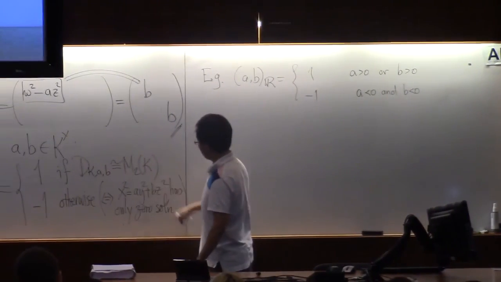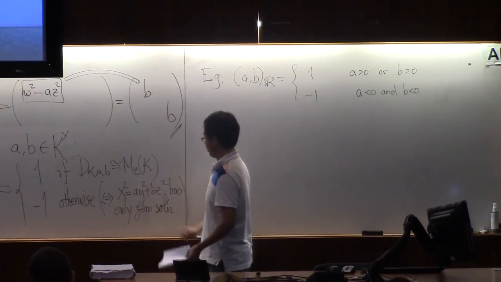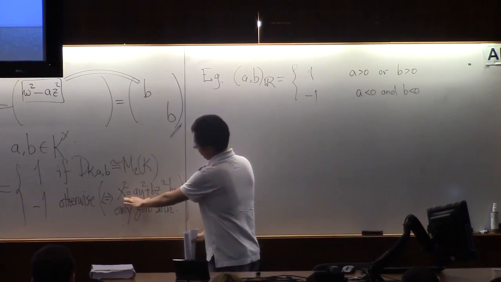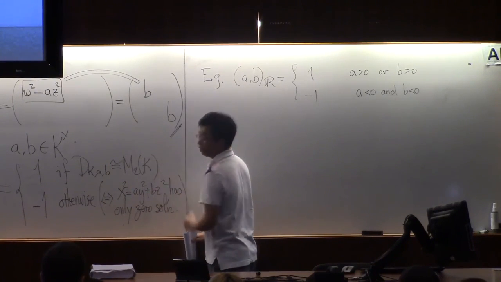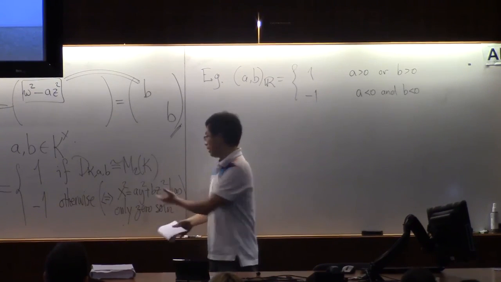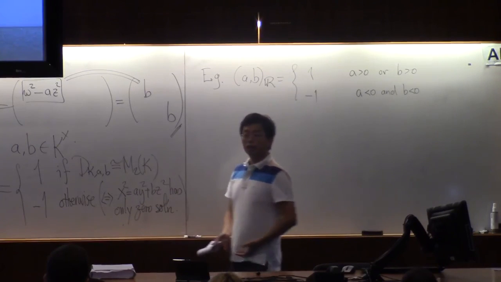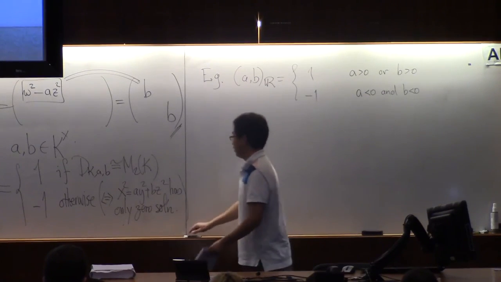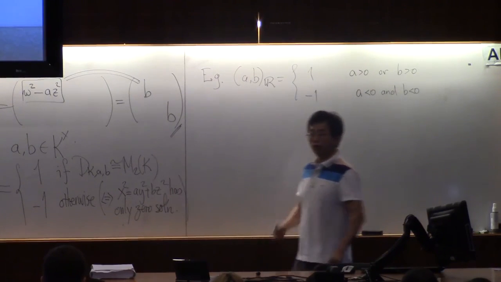When a and b are both negative, you see, you're looking at the equation x squared essentially plus y squared essentially plus z squared equals 0. By positivity, for x, y, z real, for this to be 0, the only possibility is that x, y, z are all 0.